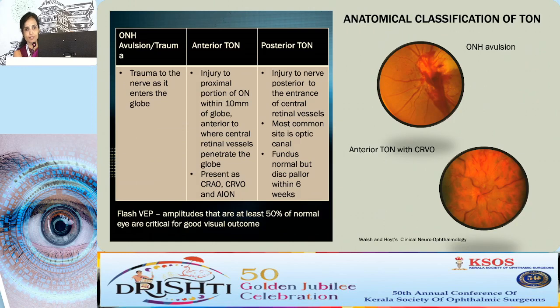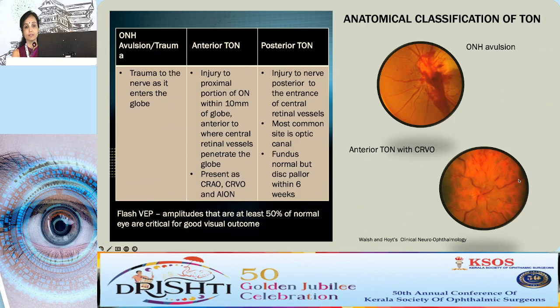It can present with either a CRVO or a CRAO-like picture, or an anterior ischemic optic neuropathy-like fundus picture. But if the injury is posterior to the entrance of the vessels, it presents as a posterior traumatic optic neuropathy with absolutely normal fundus, and you may pick up the pallor only after 4 to 6 weeks of onset of trauma. So these are some of the pictures. You can see the avulsion here in the first picture and a CRVO-like picture.